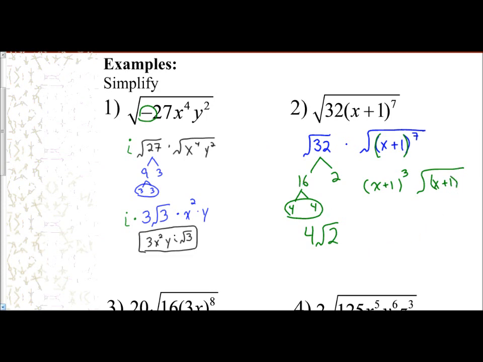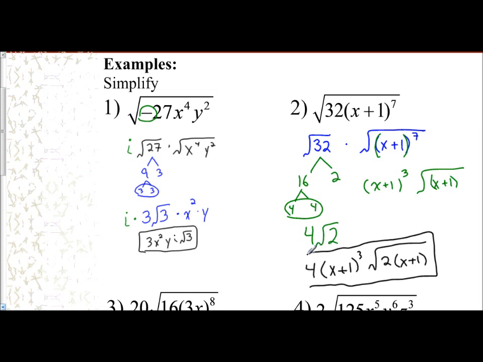So we're going to piece it all together. On the outside, you have a 4 and that x plus 1 to the 3rd power. On the inside, you have a 2 and the x plus 1. And so that is my final simplified answer.